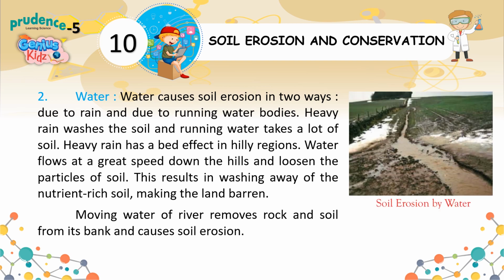2. Water. Water causes soil erosion in two ways, due to rain and due to running water bodies. Heavy rain washes the soil and running water takes a lot of soil. Heavy rain has a bad effect in hilly regions. Water flows at a great speed down the hills and loosens the particles of soil. This results in washing away of the nutrient-rich soil, making the land barren. Moving water of a river removes rock and soil from its bank and causes soil erosion.